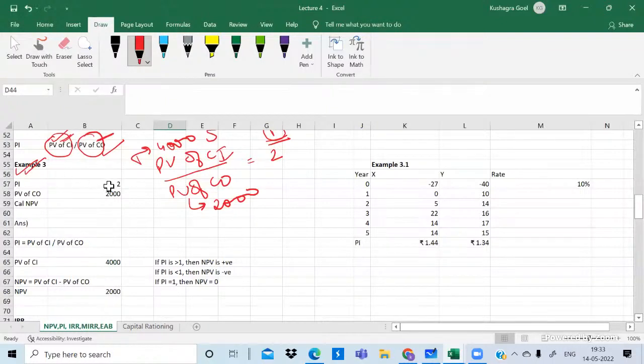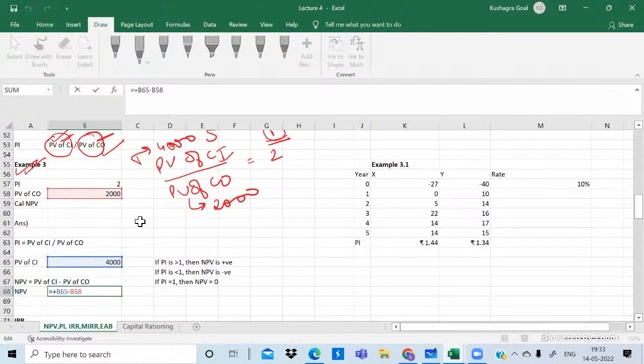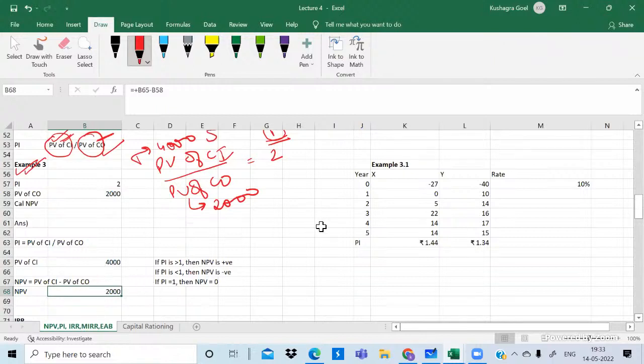Now in this question, you knew the present value of cash outflows, you knew your profitability index. What they're saying is calculate NPV. Now, how do you calculate NPV? NPV is nothing but present value of cash inflows minus present value of cash outflow. So present value of cash inflow is 4000. Present value of cash outflow is 2000. So what will be my NPV? NPV will be 4000 minus 2000. That's present value of cash inflow minus present value of cash outflow. So you get an NPV of 2000. Any doubt with this example?